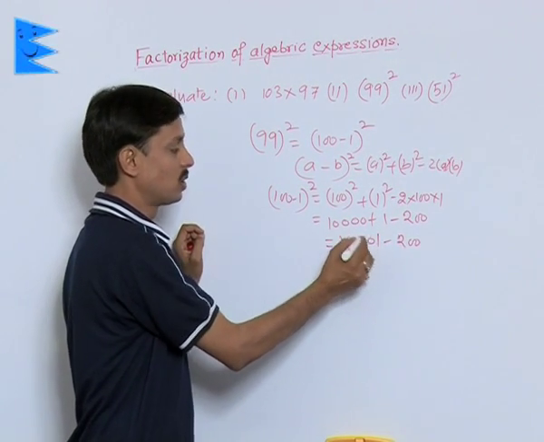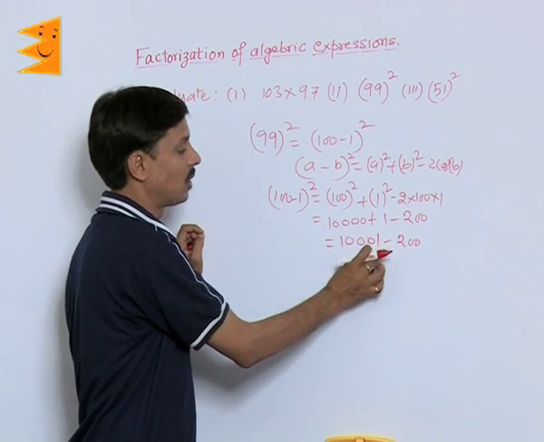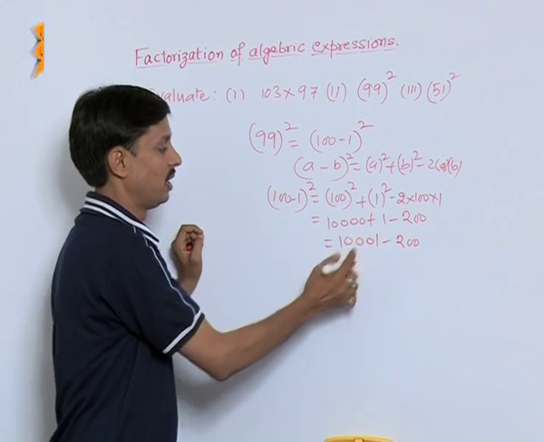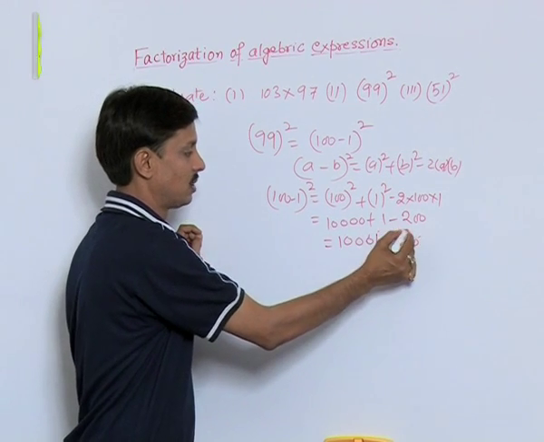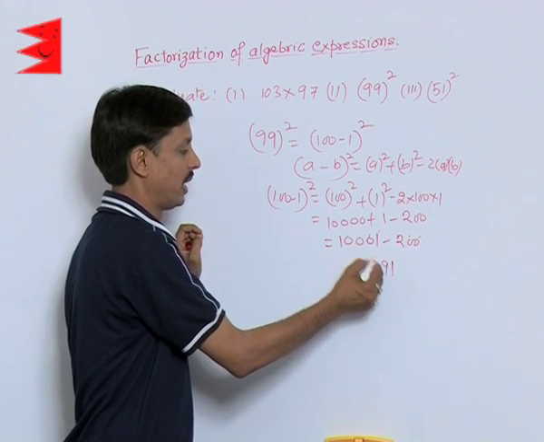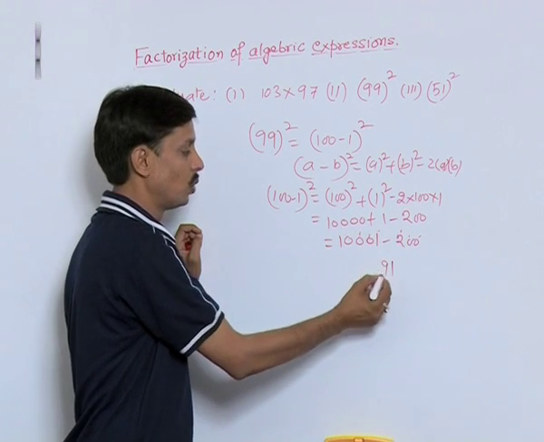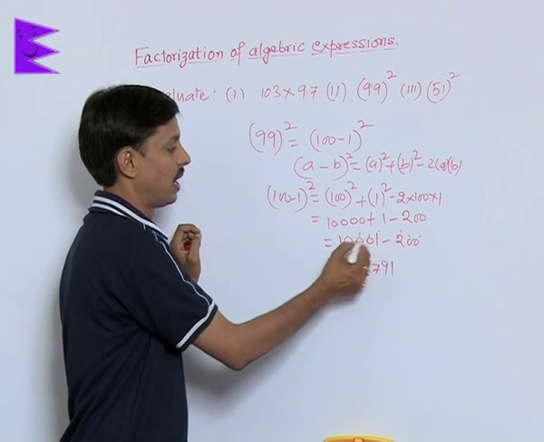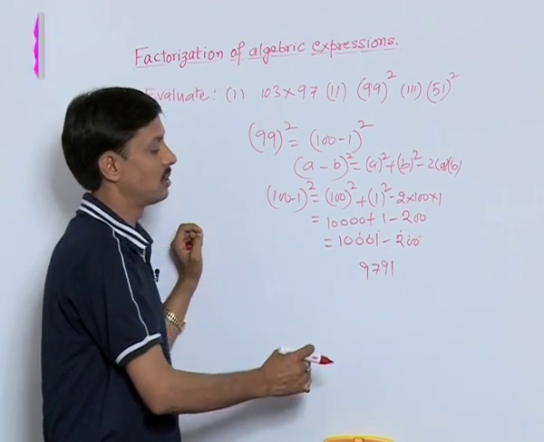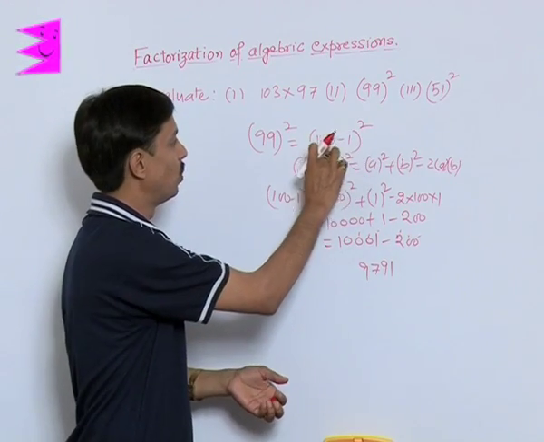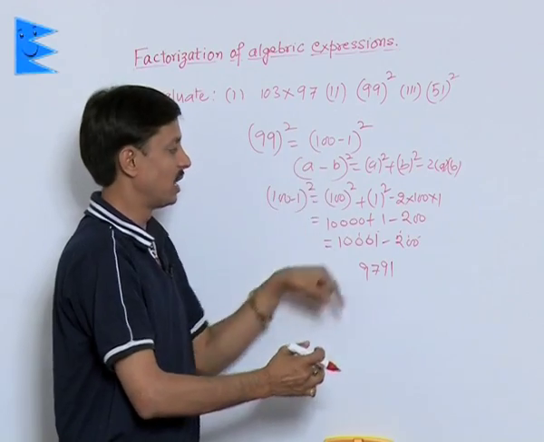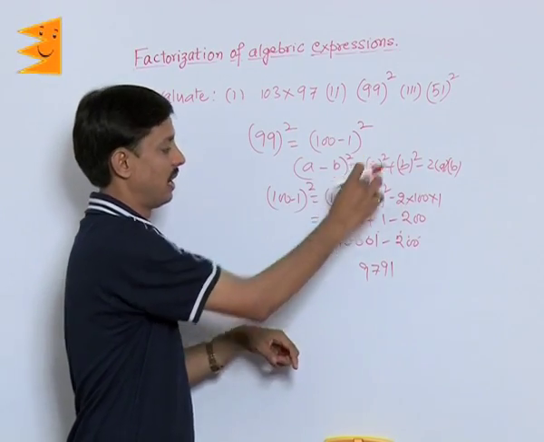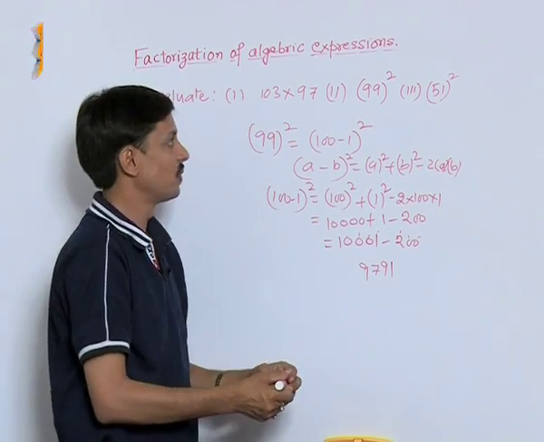So I have to subtract 200 from 10,001. That is 1 minus 0, you will say 1, 0 minus 0 is 0, 9 minus 2, you will say 7, and 9 is this. 9,801 is the value of 99 into 99. And with the help of the formula a minus b whole square, we have obtained this.